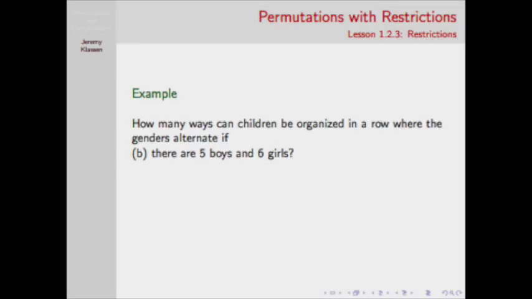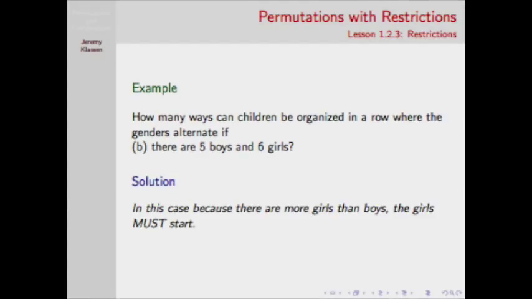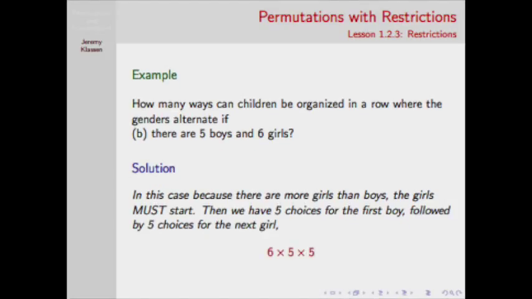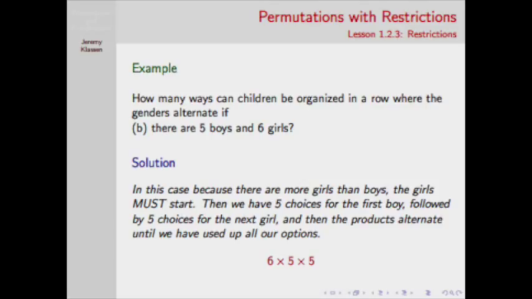Now we're only dealing with 5 boys and 6 girls. In this case, because there are more girls than boys, the girls must start this, so we don't have that same choice that we had in the previous question. We start by choosing one of the 6 girls, and then we choose one of the 5 boys. We now have 5 choices for the next girl. Then the products just alternate until we've used up all of our options, giving us the following product, which can be simplified by writing it as 6 factorial times 5 factorial.